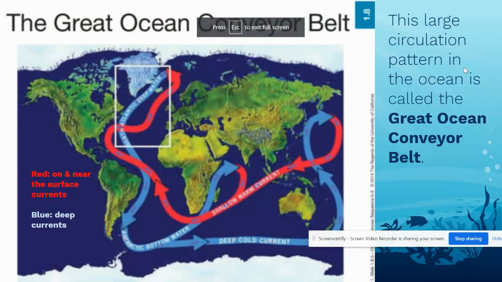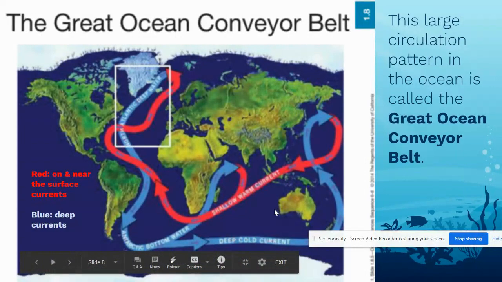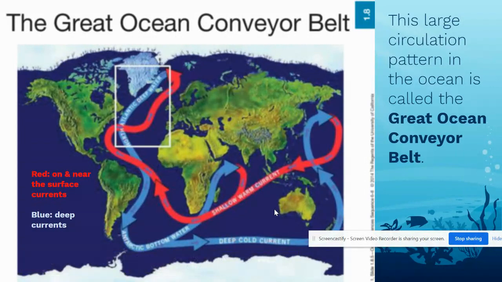Okay, so this large circulation pattern on this map here is called the Great Ocean Conveyor Belt. I want you to notice that the red arrows are on and near the surface currents, and the blue arrows are deep currents. So you can pause this video and just take a moment to study the Great Ocean Conveyor Belt.